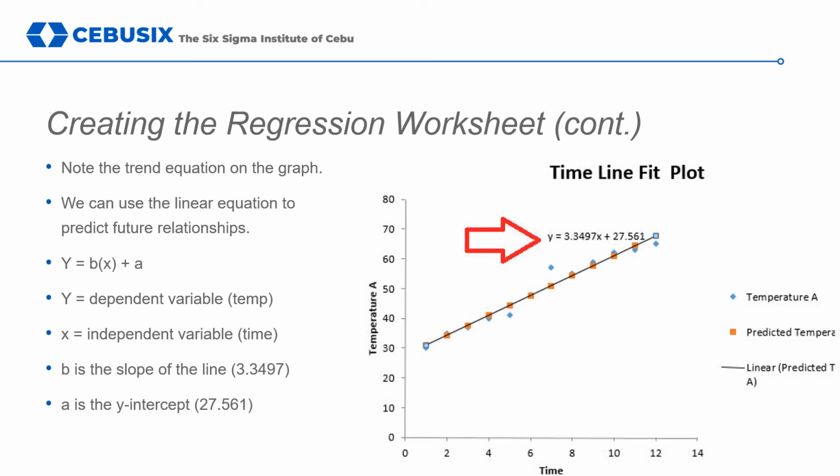In this case, the equation is y equals 3.3497 times x plus 27.561. If you remember, the R2 value is 0.96, which means that our linear equation is going to be very good at determining the approximate temperature in our process as a relation to time. So, at 5 minutes, for example, our equation predicts that the temperature is 44.30.